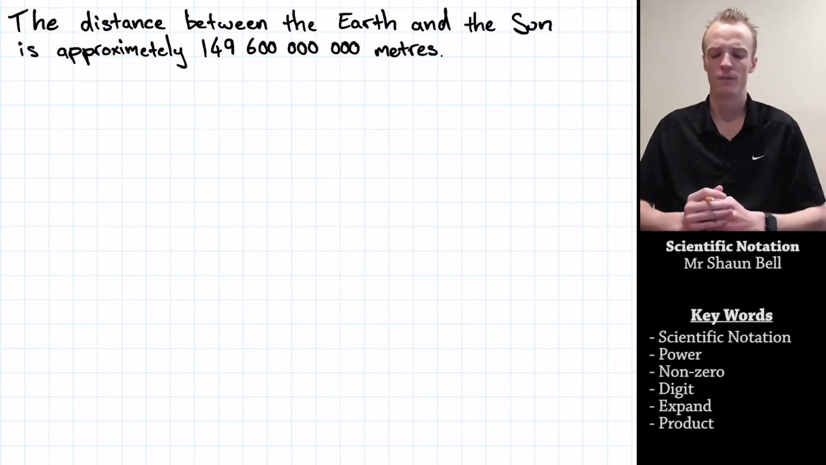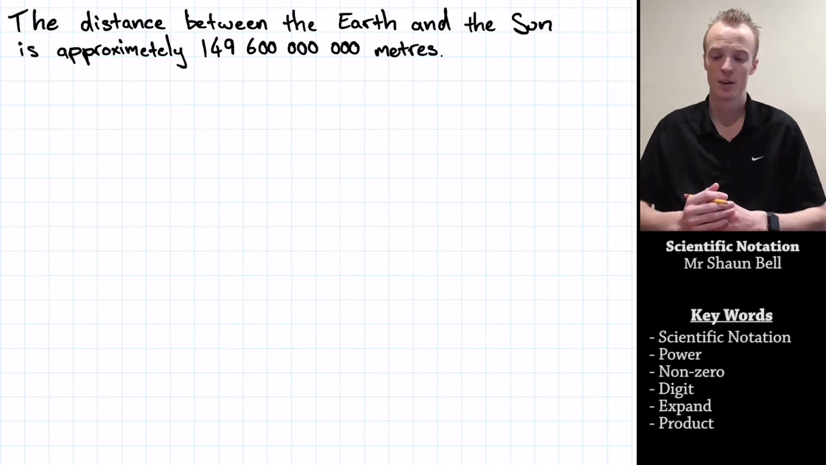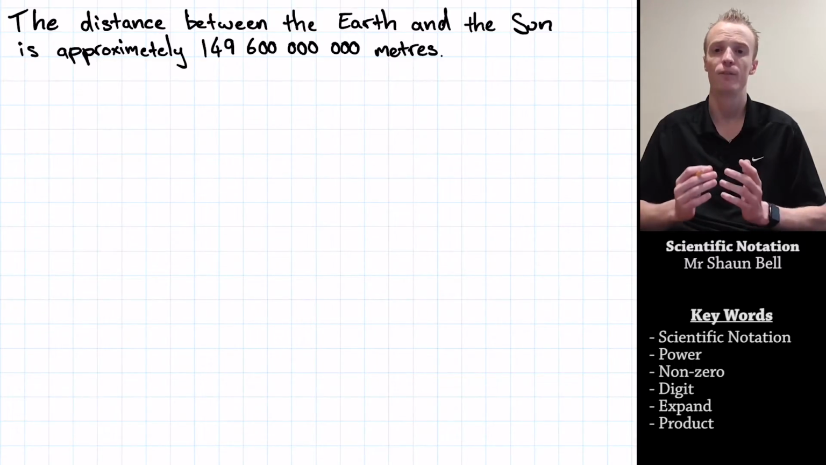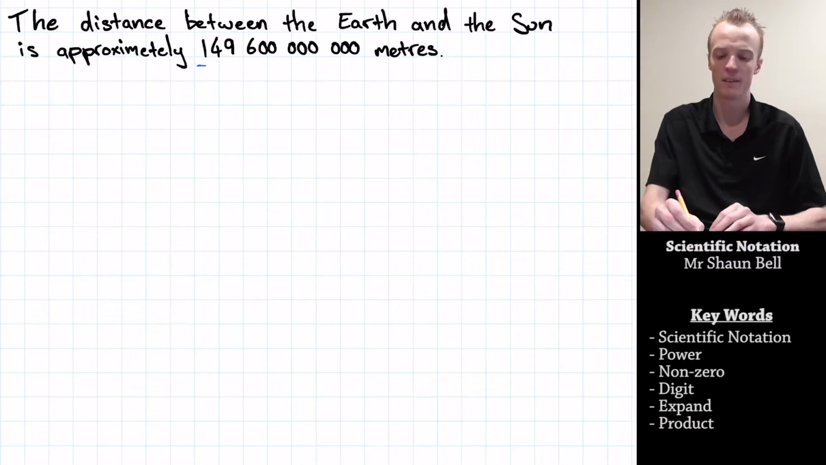Now in front of me I've got the distance between the Earth and the Sun, and we can immediately see that it is a really large number. So this is where recording a number in scientific notation can come in useful. To record a number in scientific notation, there's a series of steps that we need to follow. The first step is we need to put the decimal place after the first non-zero digit. The first non-zero digit is this 1 right at the start of this problem. So we're going to be putting our decimal place right here.